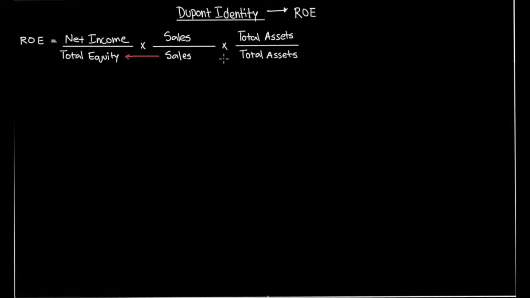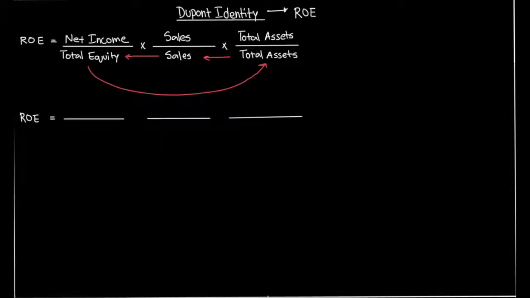So now let us rearrange certain parts of this formula so that we recognize certain ratios that we have learned in the previous few videos. If you rearrange in that specific order, we get return on equity equal to net income divided by sales, multiplied by sales divided by total assets, and then finally total assets divided by total equity.